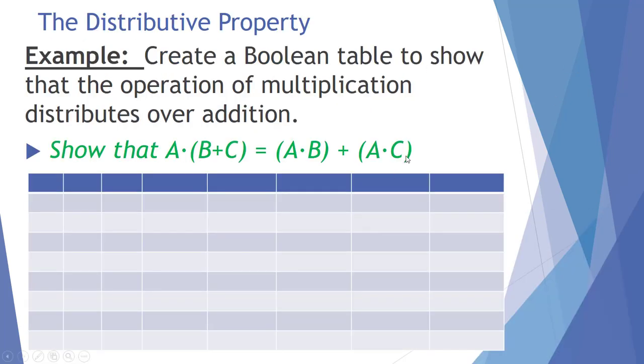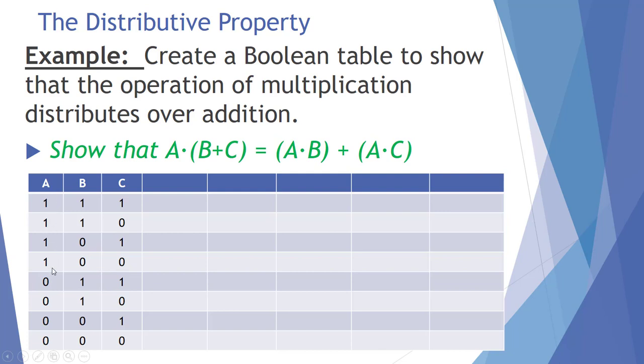Okay, the distributive property works in Boolean algebra just the same way it works in traditional algebra. So let's see how that shakes out. Let's create a Boolean table to show that the operation of multiplication distributes over addition. So for starters, we'll create A, B, and C columns to represent all those possible conditions. And just as we did with truth tables, we'll represent all the possible conditions using the same pattern.